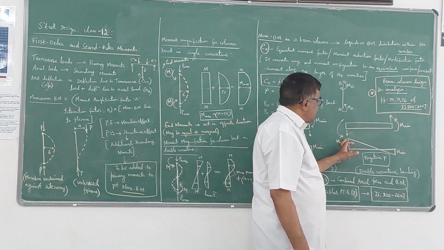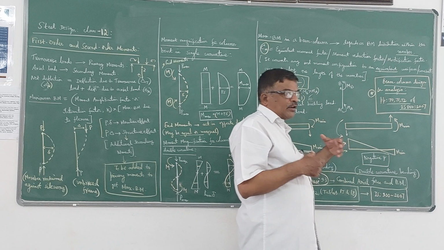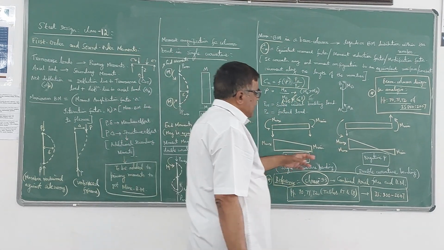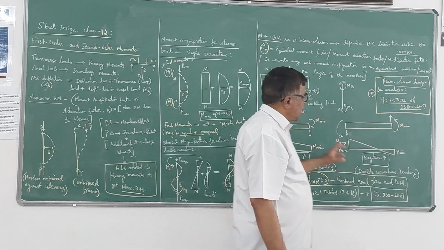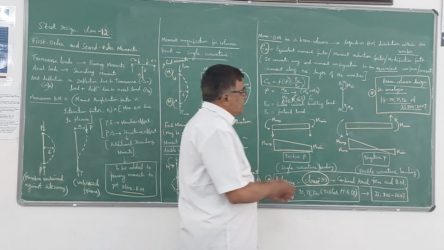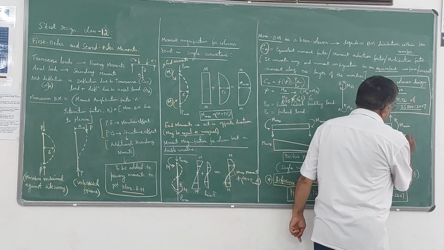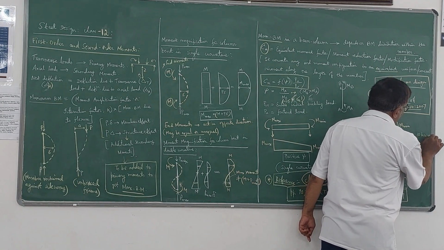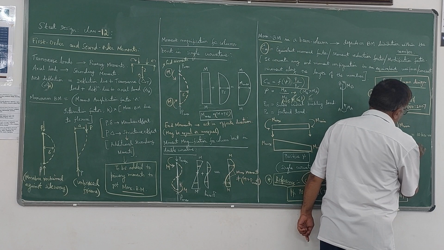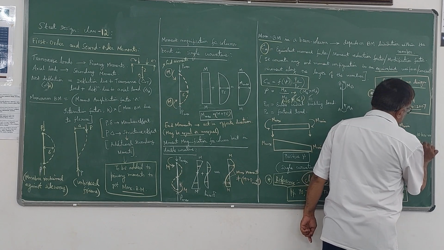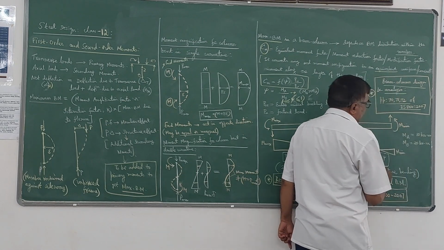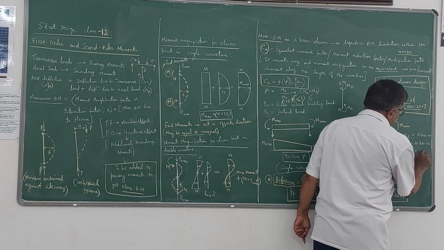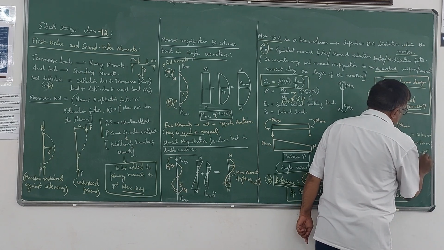If M max and M minimum are acting in the same direction, then you have to take a negative value of psi. I will give an example. If MA is equal to 10 kilonewton meter, MB is equal to 20 kilonewton meter, let us say, MB I have taken greater than MA, so the ratio MA by MB will be 10 by 20, that is 0.5. This is the value of psi.